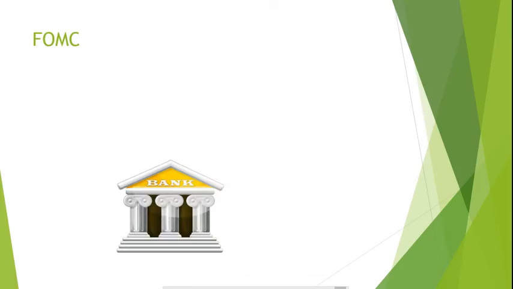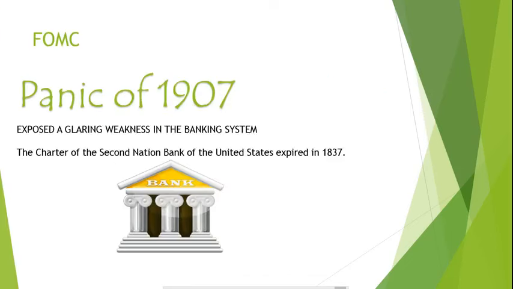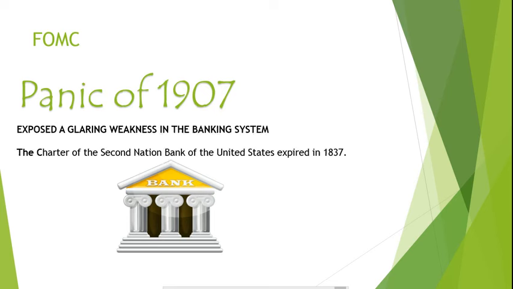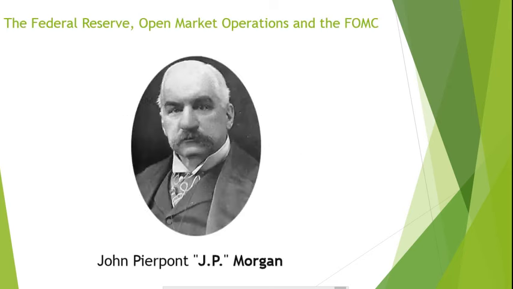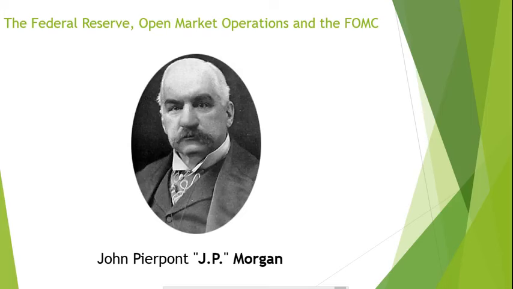The financial panic of 1907 exposed a glaring weakness of the United States banking system. When the charter of the Second National Bank of the United States expired in 1837, there was no central bank to supervise the often excessive practices of individual banks. Without a central bank to step in to infuse funds into the economy, the salvation of the banking system came from J. Pierpont Morgan, an individual investor and founder of J.P.